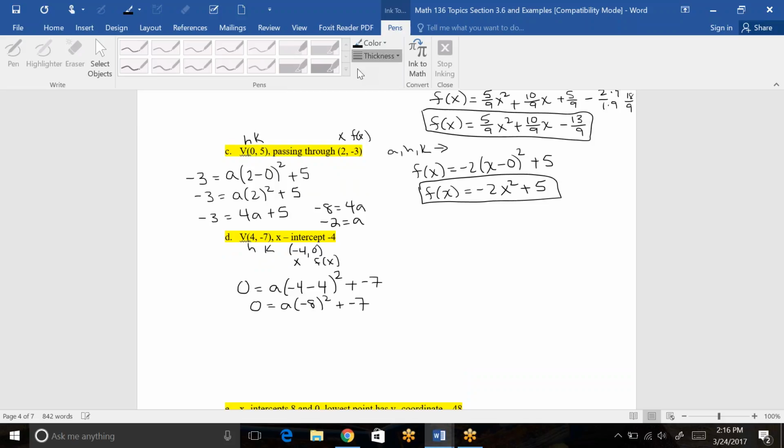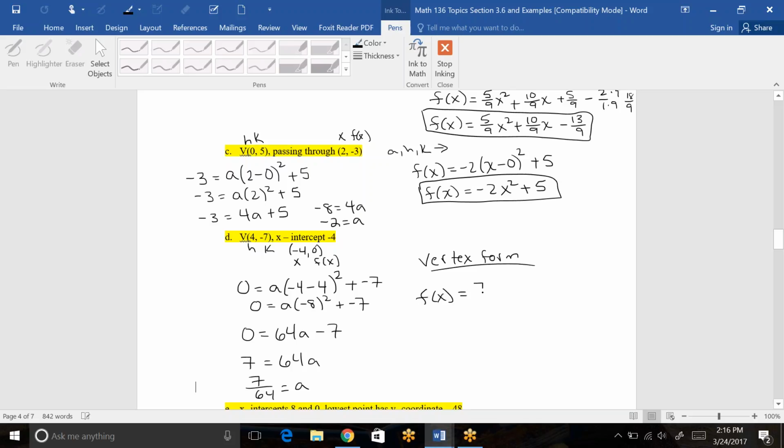And then we would work out the 8 squared, which is 64. A minus 7, add the 7 over, and then divide by 64. Now, we're not going to give you a nasty fraction one, so I'm not going to FOIL this one all the way out like I've been doing the others. Let's just write this in vertex form only. So this would be f of x equals 7 over 64, x minus 4 squared minus 7.